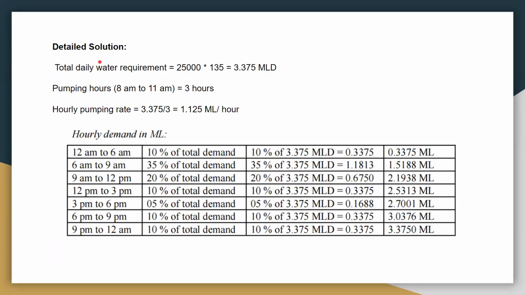So total water requirement, like you said, is 3.375 million liters per day. Pumping hours 8 a.m. to 11 a.m. is 3 hours. So hourly pumping rate will be 3.375 divided by 3, so 1.125 million liters in 1 hour. When you talk about million liters per day, for the whole day, this is the whole volume of water required. In 1 hour, this is the volume of water that has to be provided.